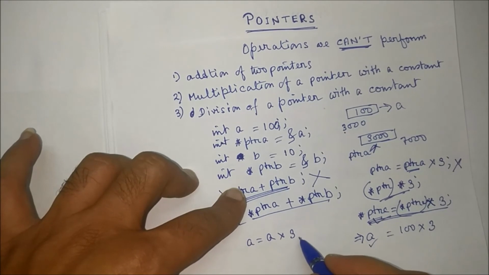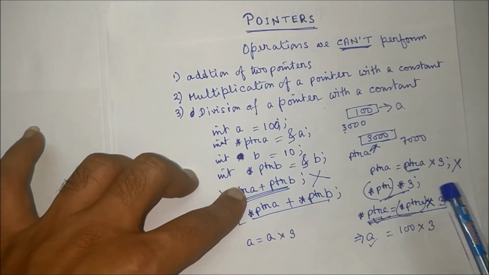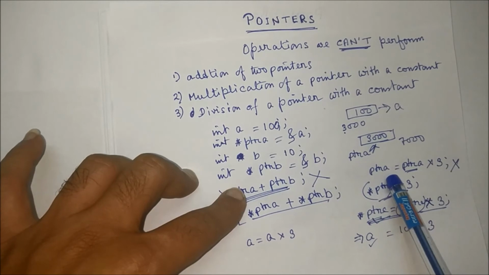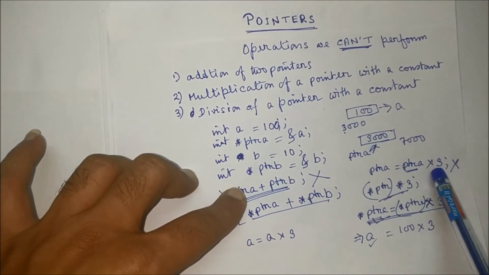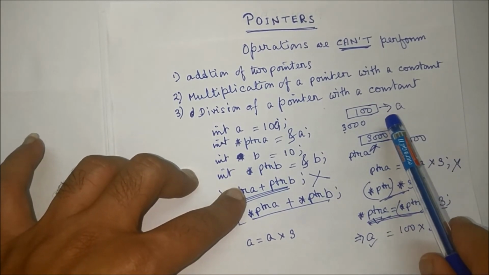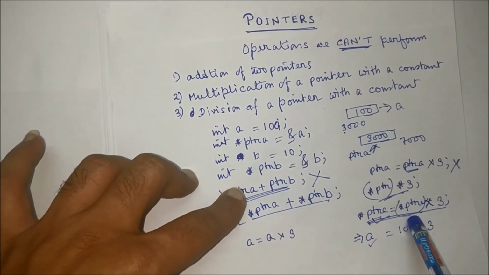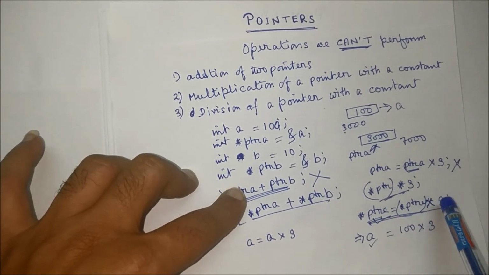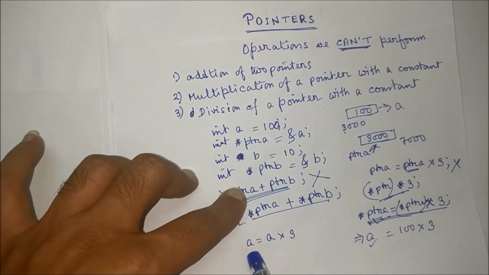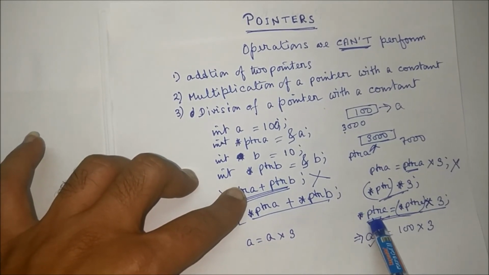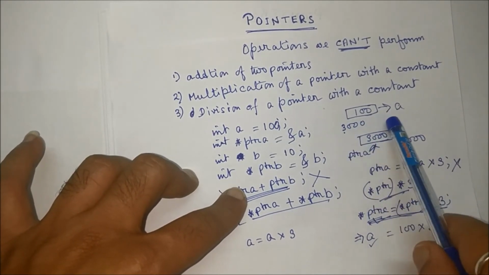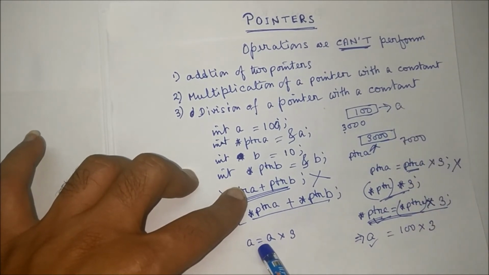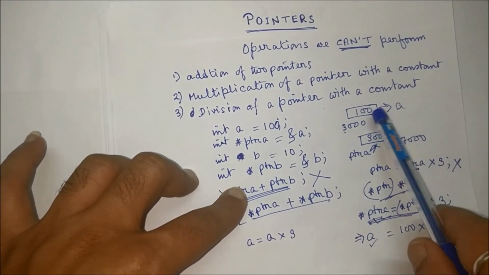So you can imagine star ptr is equal to star ptr into 3 is equivalent to a is equal to a into 3. So these two statements are completely different. Again I am repeating, whenever you write ptr a is equal to ptr into 3, you are asking the compiler to perform the multiplication operation on the address. But whenever you write star ptr is equal to star ptr a into 3, it is equivalent to writing a is equal to a into 3. Why is this converted to a into 3? Star ptr means it is going back to the memory address 3000. The name is nothing but a. So you are asking to change the value at this address.